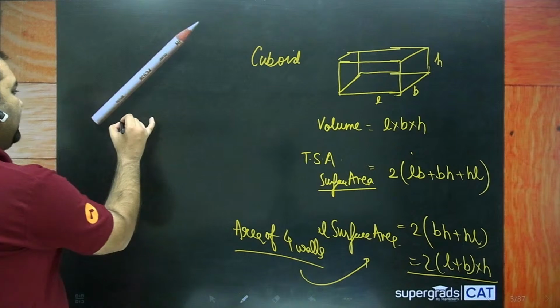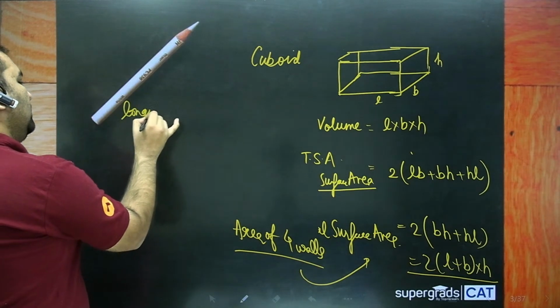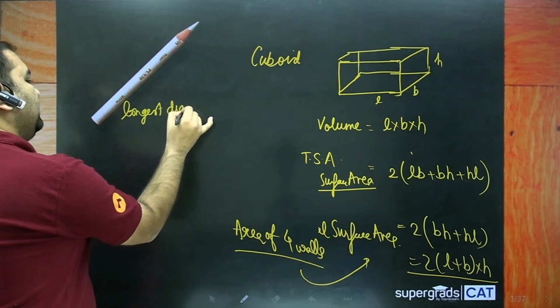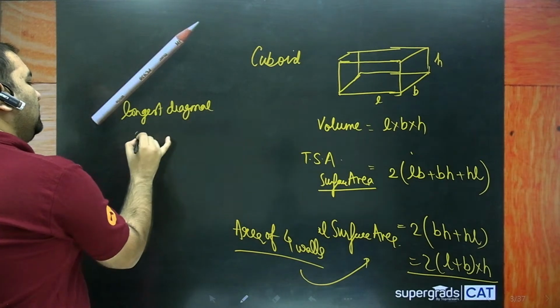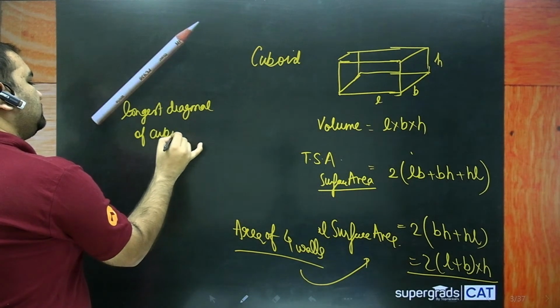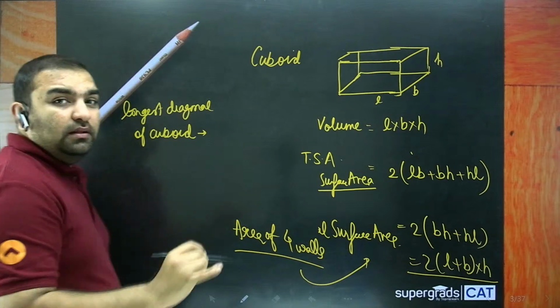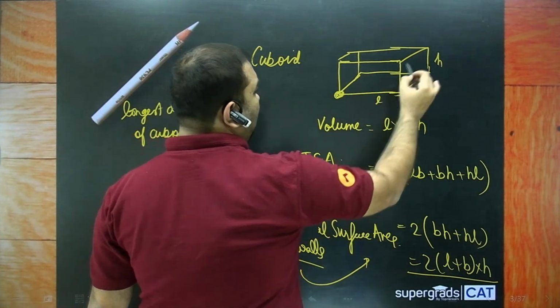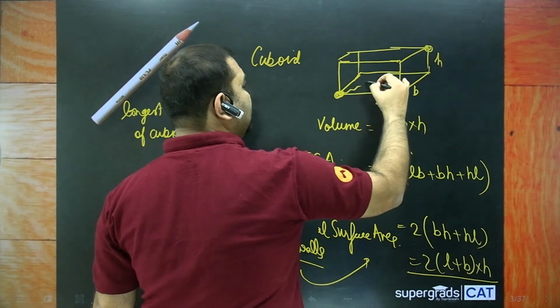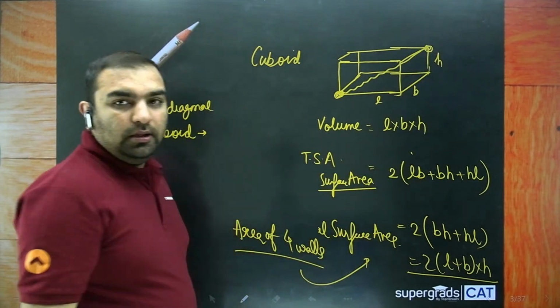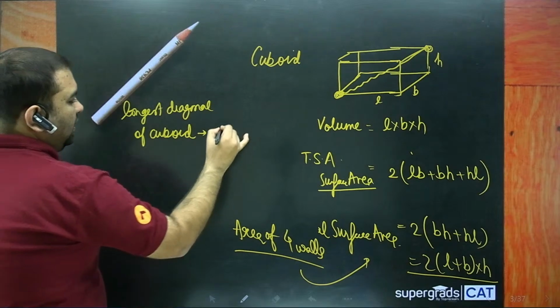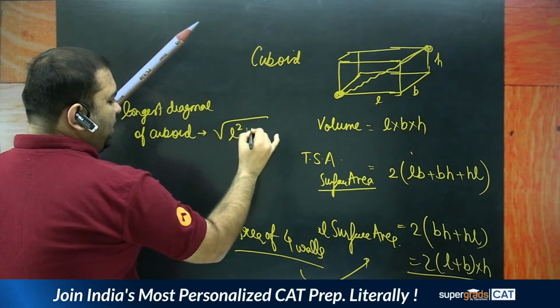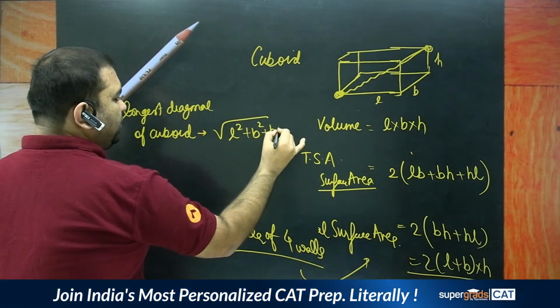The longest diagonal of the cuboid. Look here. This acts as the longest diagonal of the cuboid. This is the longest diagonal of the cuboid. What is its value? Under root of L square plus B square plus H square.